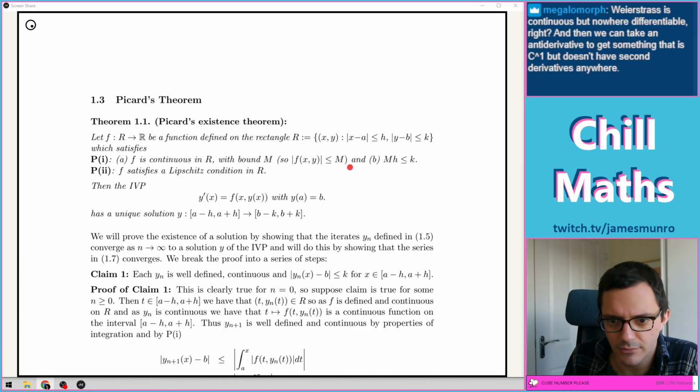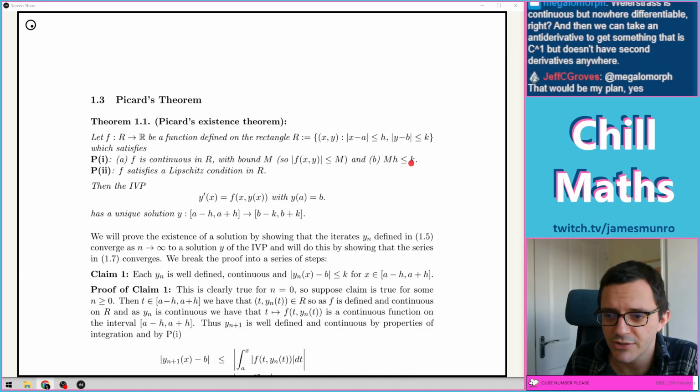And you also need H which satisfies MH less than or equal to K. So what's this doing? Oh, we're going to think about this being some sort of derivative of y, and we're trying to say that the derivative is not too big. Something to do with K, the height of the box. And also F needs to satisfy a Lipschitz condition in R. Doesn't matter which one. That seems fair enough. Doesn't matter what the constant is.